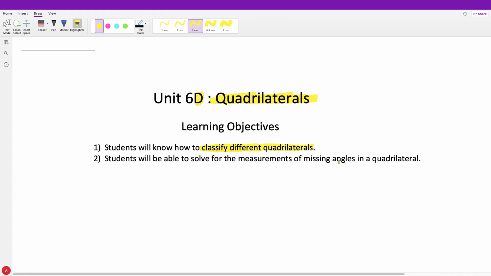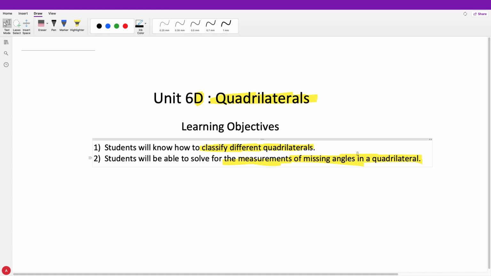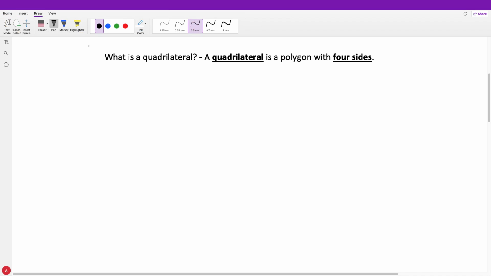And then after that, you will learn how to solve for missing measurements of angles within a quadrilateral, just like we did with a triangle, but now we're going to extend that to a quadrilateral. First, let's talk about what quadrilaterals are, and then move on to the special kinds. What is a quadrilateral? A quadrilateral is a polygon with four sides. Just like a triangle has three sides, a quadrilateral has four. Remember, lateral means sides and quad means four, so a four-sided figure.